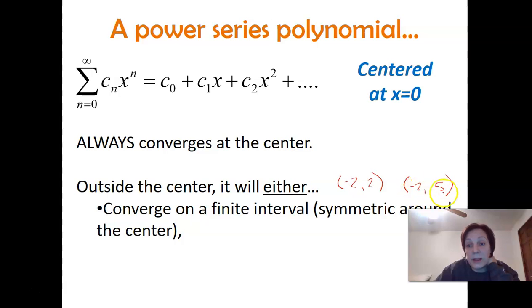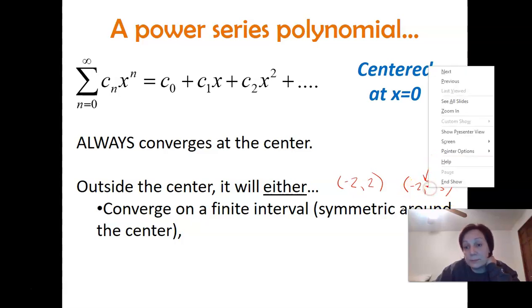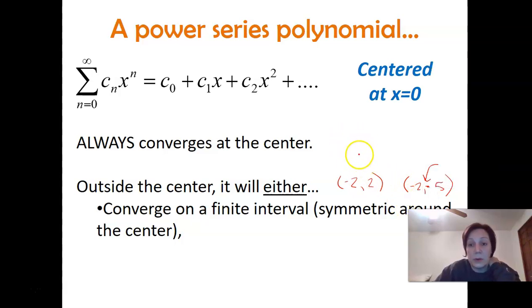If you have an interval from -2 to 5, then the center is the exact middle between -2 and 5. Okay, which is what? 1.5, right? So if they give you an interval, you can know the center. And if you know the center, then you know that it's symmetric on either side.